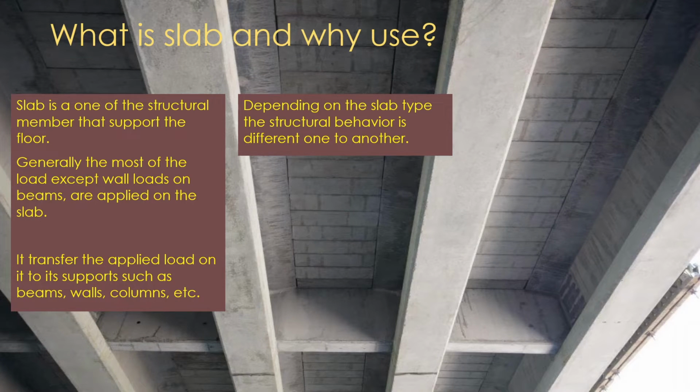What is a slab and why is it used? Slab is one of the structural members that supports the floor. It supports the whole floor. Generally, most of the load except the wall load on the beam is applied on the slab. Wall loads are generally applied directly to the beams, but sometimes the walls are built on the slab also. It depends on your design.